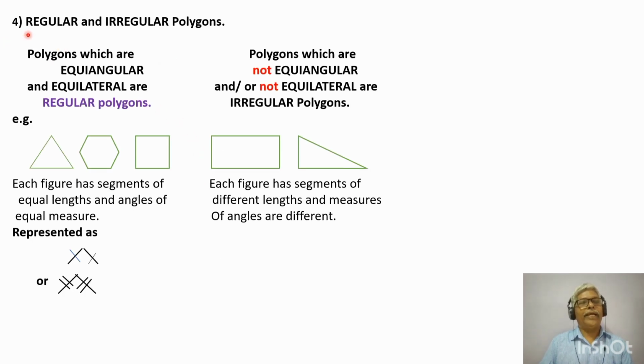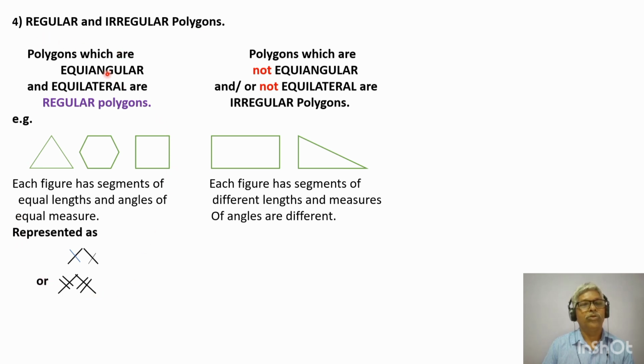Another very interesting and important definition, or rather definitions: regular and irregular polygons. See the difference. Polygons which are equiangular and equilateral are regular polygons. Equiangular means all angles are equal. Not only angles, even sides are equal. This is equilateral. When all angles are equal and all sides are equal, they are called regular polygons. Each figure has segments of equal length and angles of equal measures. These are represented by a single line or a double line like this. So this is all about a regular polygon.